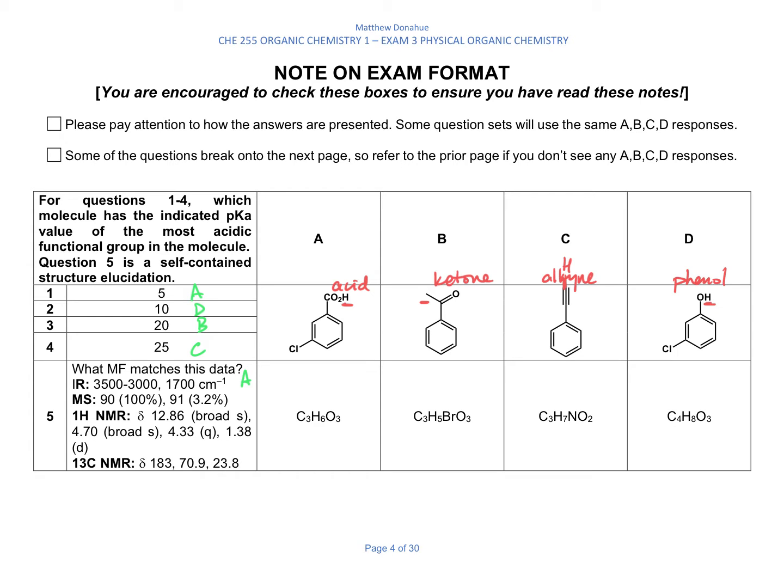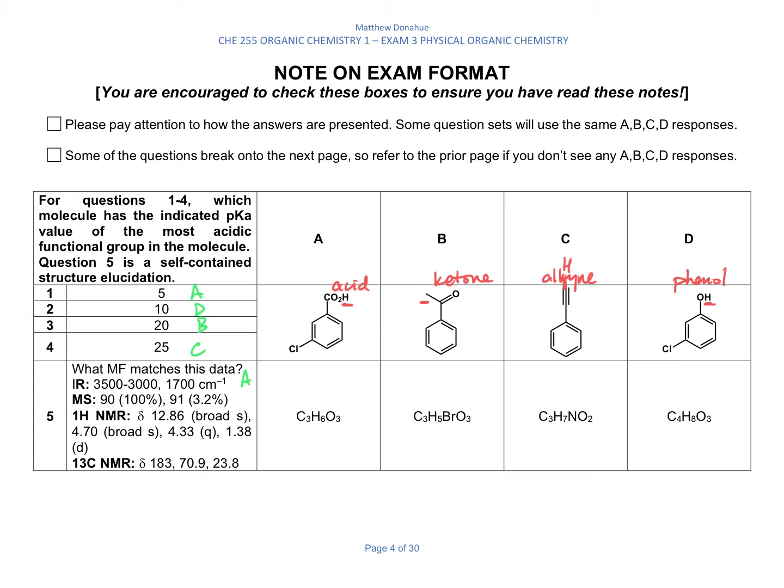Question 5 is a mini structure elucidation question where you're given IR, mass spec, proton, and carbon. And the responses A, B, C, and D are basically molecular formulas. And so we can approach this a couple different ways. Let's just look at the data first, pick out the major functional groups, and then we can see what we need out of the molecular formulas, see if we can eliminate anything from that.